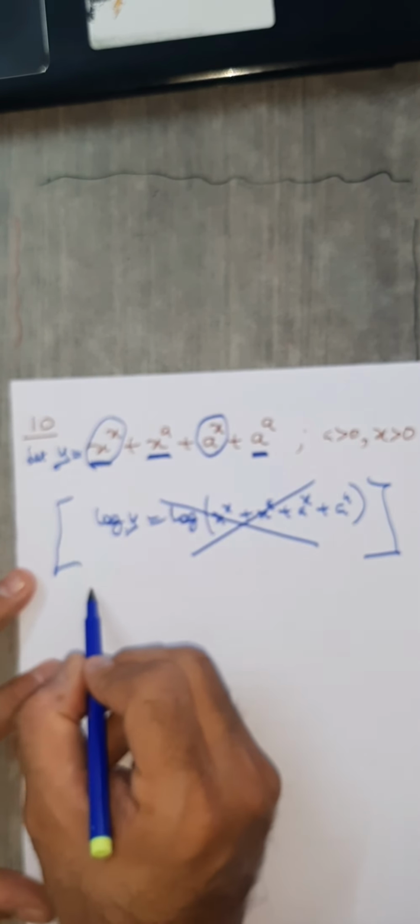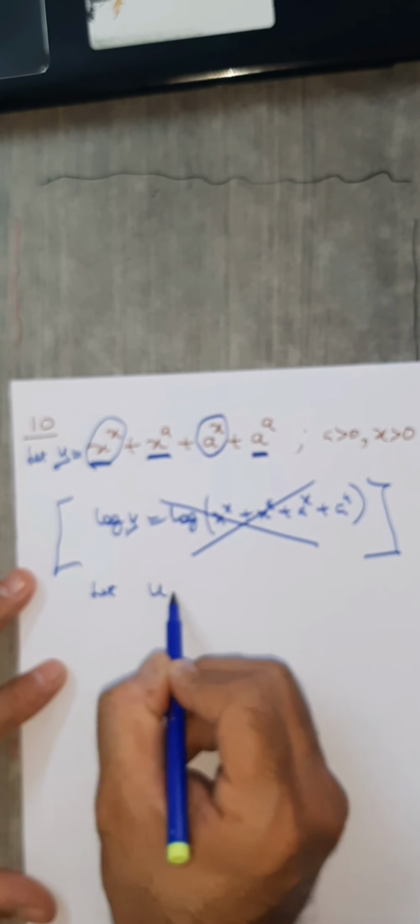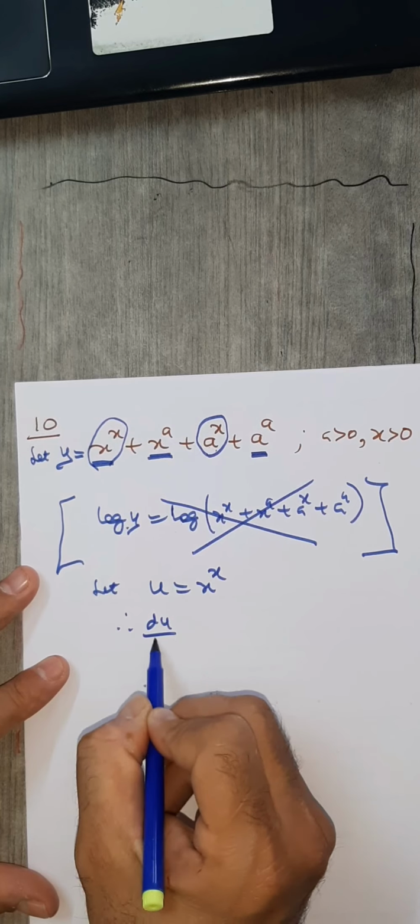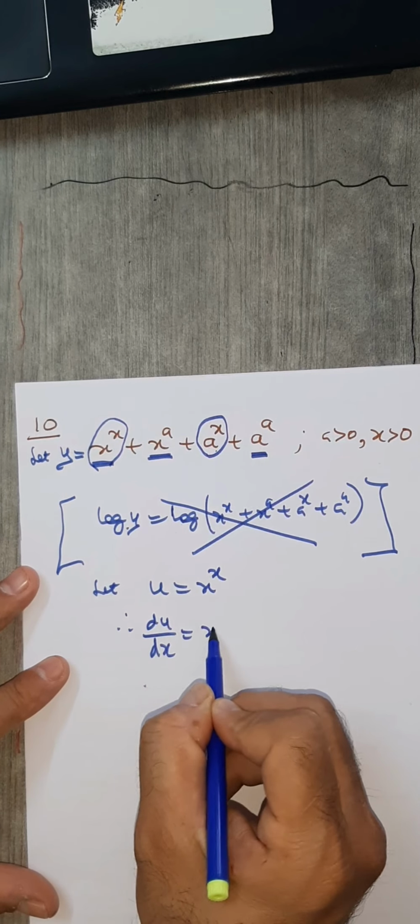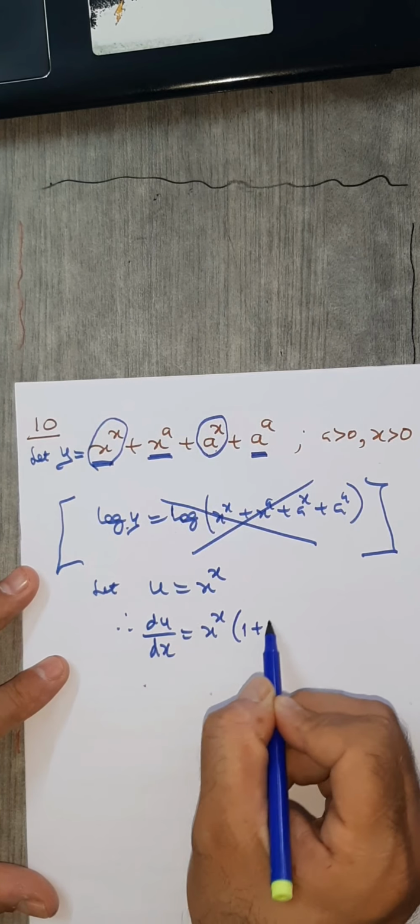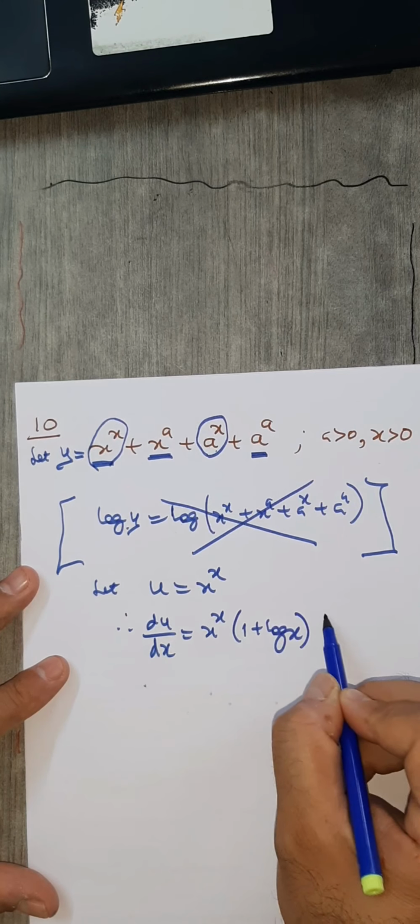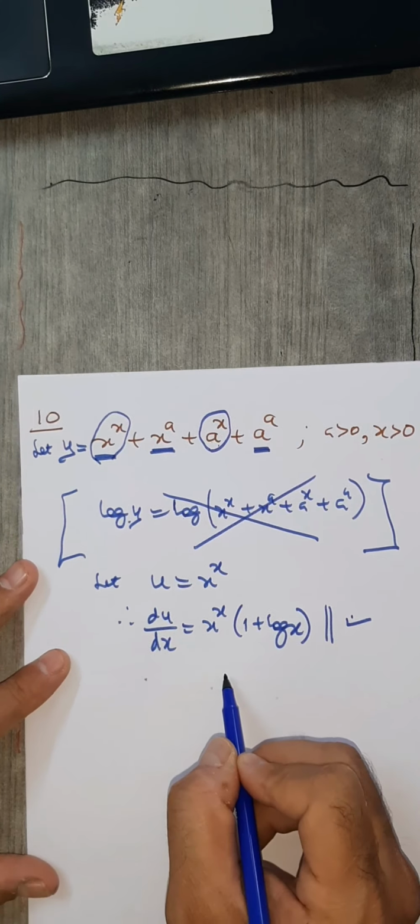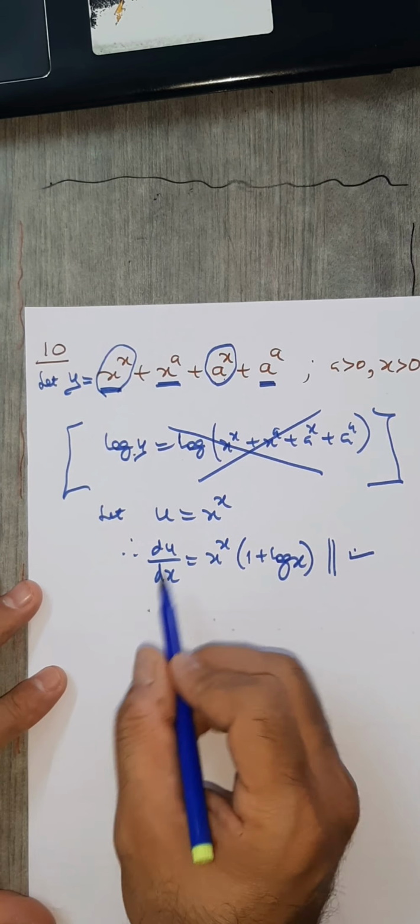So I'll take this separately. Let's take u equals to x raised to x. And I'll find du by dx. You know how to do this. I'm writing directly here. X raised to x into 1 plus log x. You need to do this, remember. Full method I have written directly.